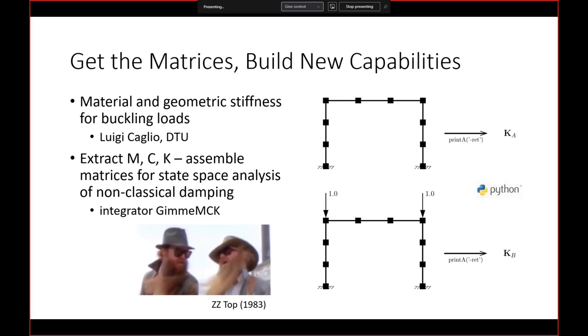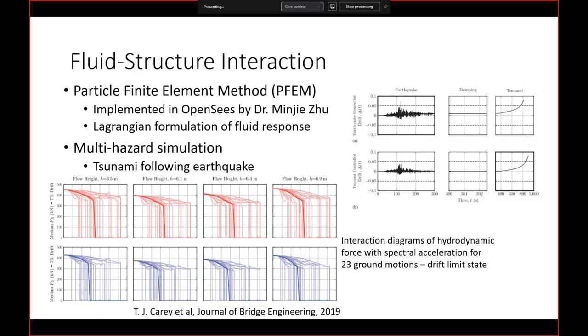Okay, so again, apparently I'm stuck in the 80s, but give me MCK, give me all your love and all your hugs and kisses too, from ZZ Top back in the 80s. All right, I watched a lot of MTV. So anyway, that's where this name, give me mass damping stiffness, comes from.